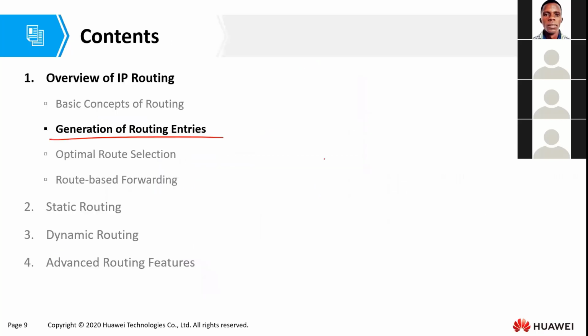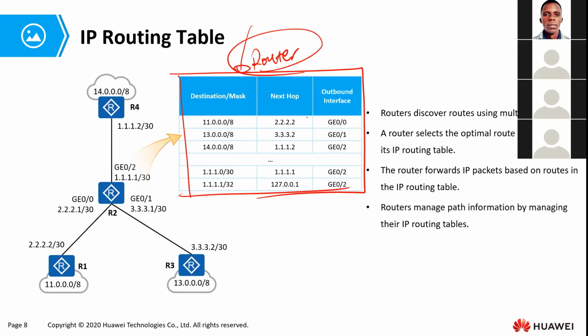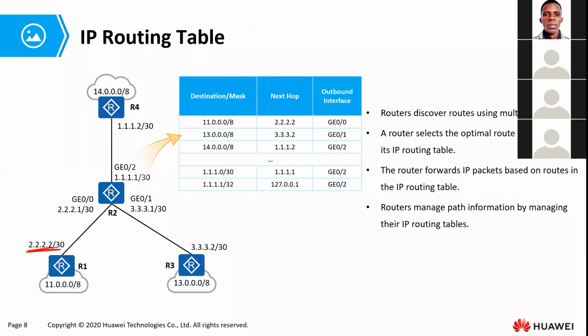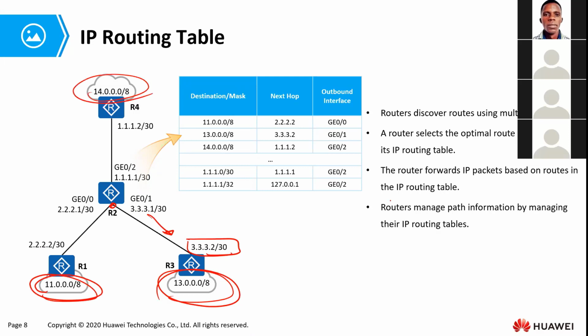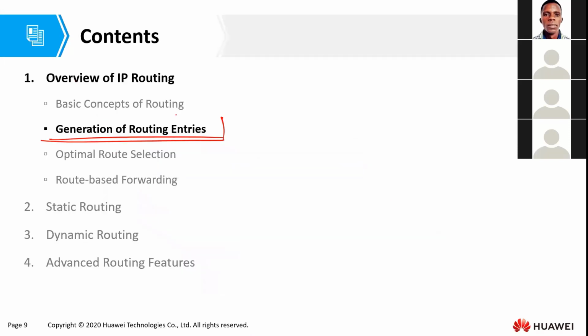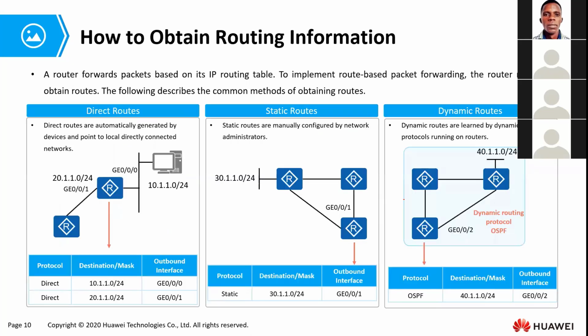So how do these entries come about? How does this router even know that to reach this network, I need to send here? Because this network is not directly attached to it. It can easily know that to reach this network, it is this side because it is attached to it. But how did it know to reach this guy? That is what we want to look at. How do they generate the routing table? And there are basically 3 ways to get routing information.